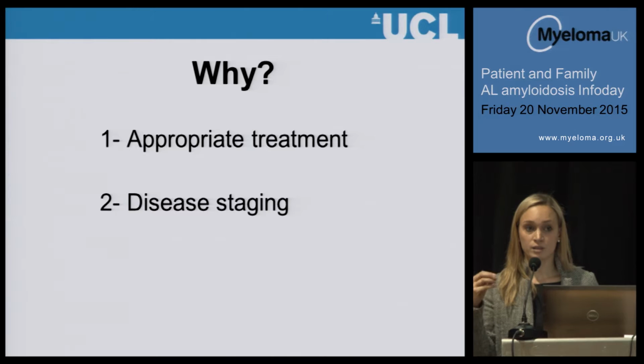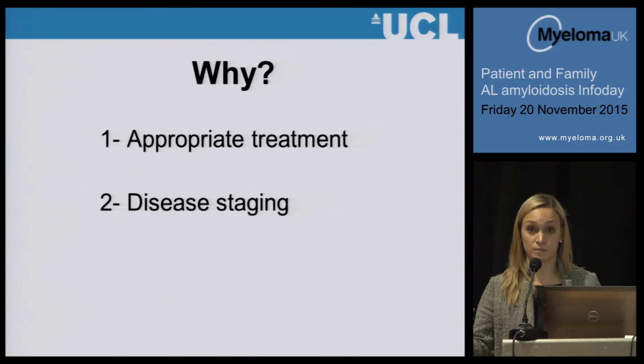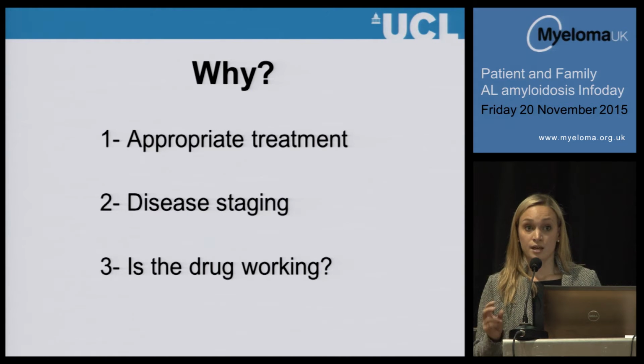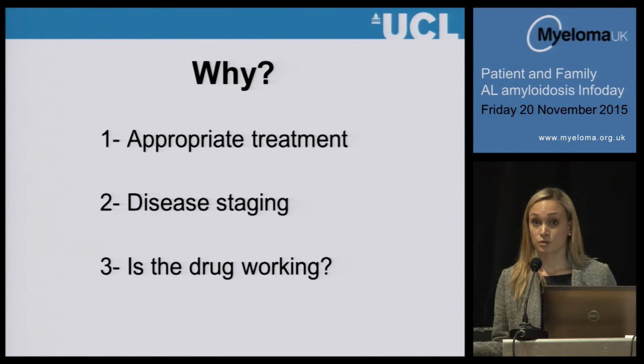Secondly, having a picture of all the organs that are involved at the beginning, when you come for the first time to the National Amyloidosis Centre, is important for disease staging. So how advanced is the disease? How extensive is the amyloid deposition? The third important element is tracking changes over time.